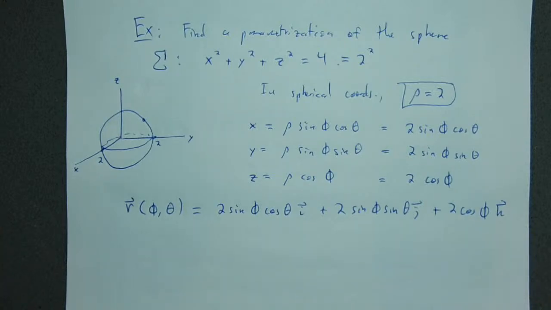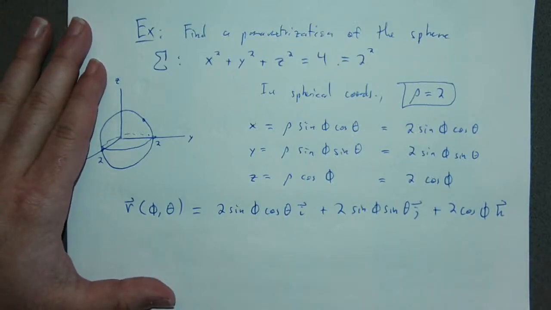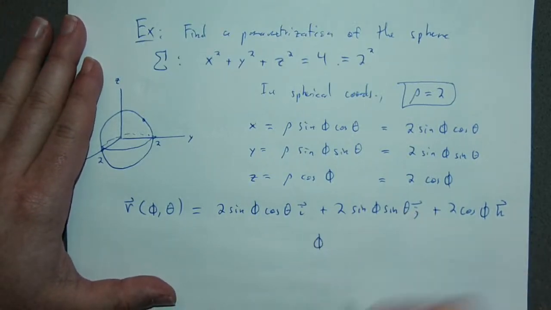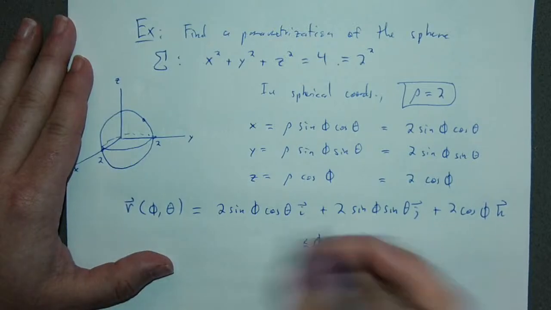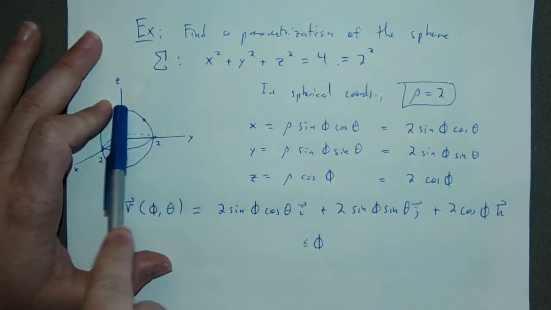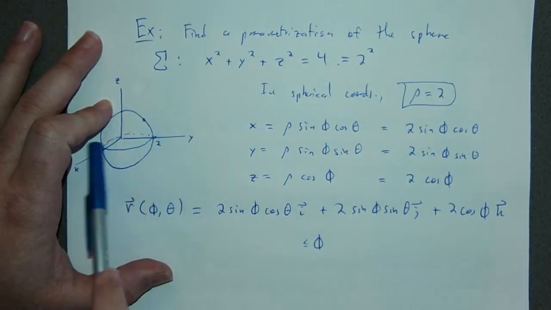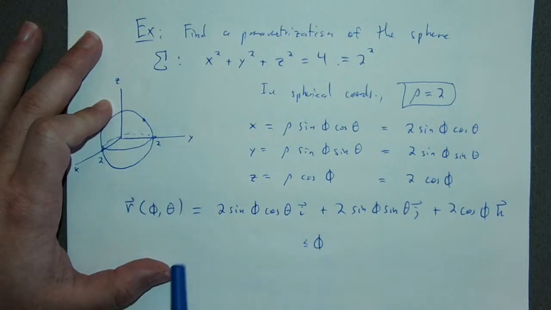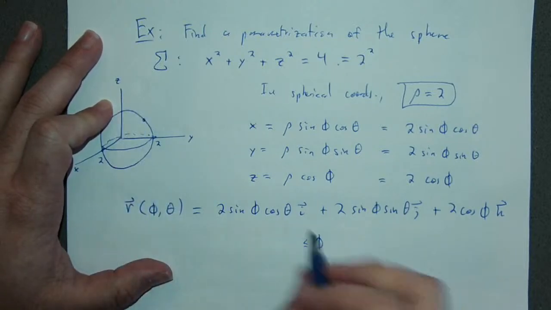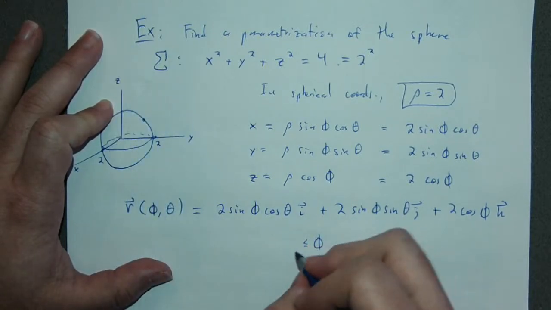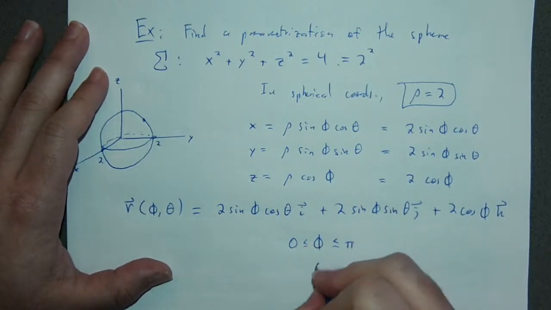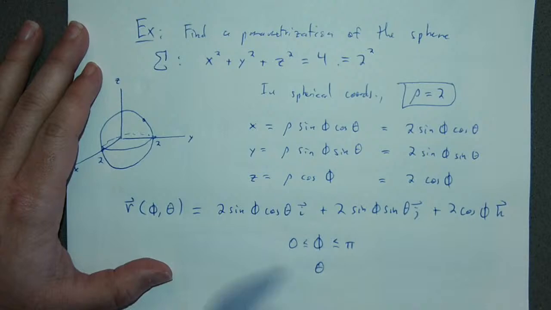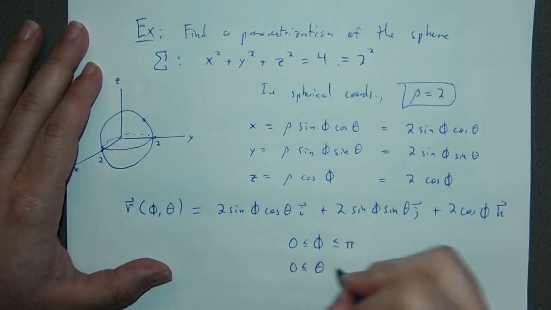So where does phi live? Well, phi needs to describe this entire sphere. Remember, phi is measured from the positive z-axis. Theta takes care of the around, so don't get confused here. The maximum range of phi is 0 to pi, and so that's exactly where phi lives. And theta is around the entire sphere, so this is 0 to 2 pi.